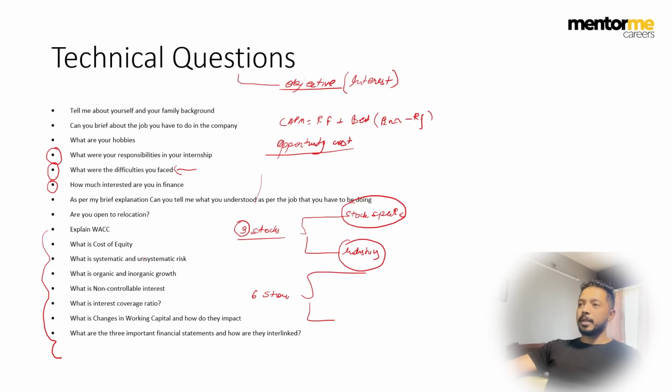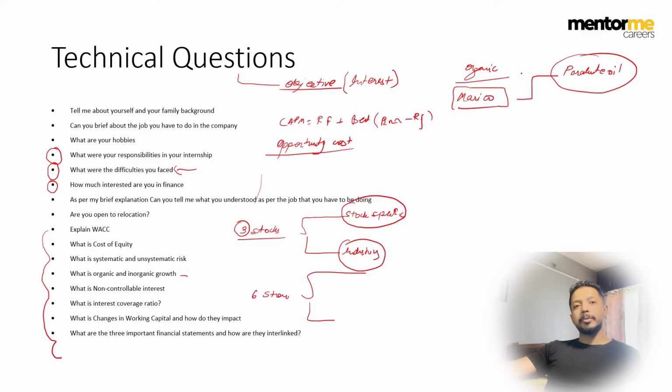Organic and inorganic growth. Organic means the customer is actually coming to you without you spending too much on tactics of finance to increase your customer base. An example would be, let's say we are talking about Marico. Let's say they are into the oil business, parachute oil. Organic would be that the company is trying to grow its demand for parachute oil by 20% every year, regularly.